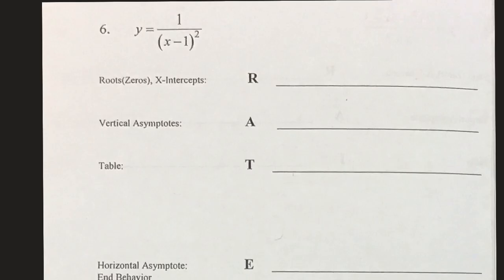All right, our last example, number 6. Right, this is the closeout one from our book. We will do many of these whole entire things one day at a time next week. So roots, are there any roots? No, right? You put your numerator equal to 0. Does 1 equal 0? No, it does not. There are no x-intercepts, no roots.